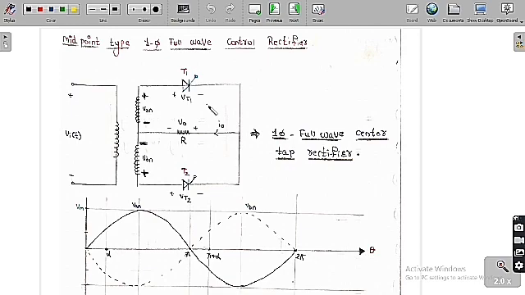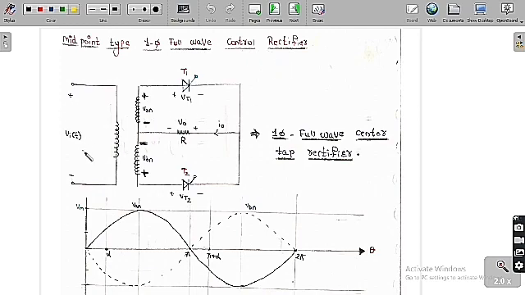Midpoint type single phase full wave control rectifier. Single phase means we are going to give only one phase supply. Full wave means now we are going to get two pulses at the output of the signal, and we are going to basically rectify, meaning converting AC to DC. Midpoint means basically we are going to use a center tap transformer for this one. So midpoint type single phase full wave control rectifier.